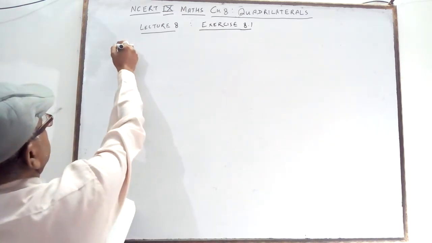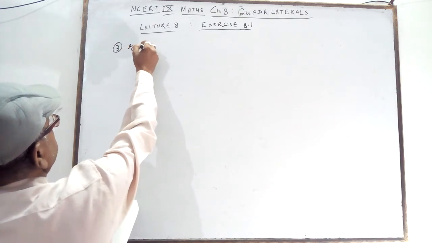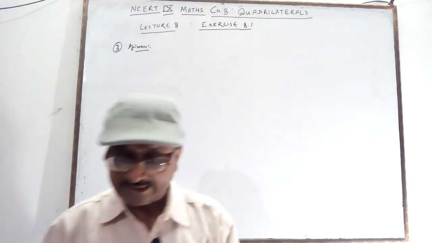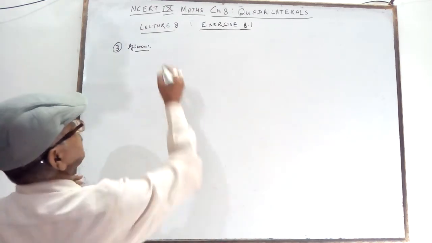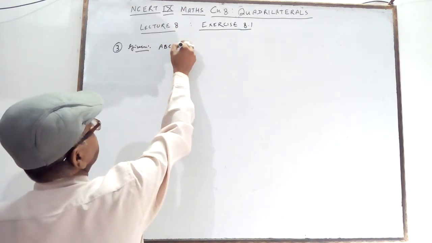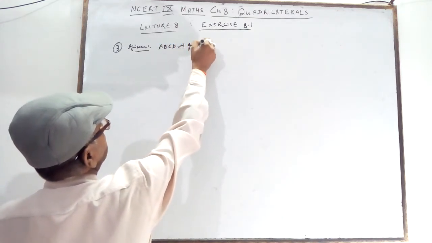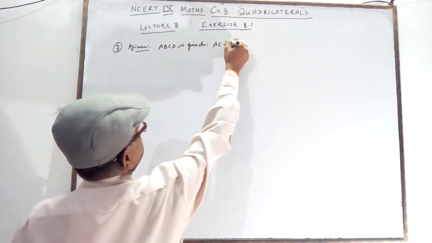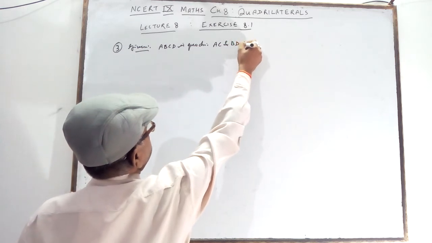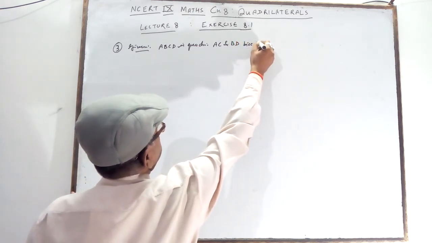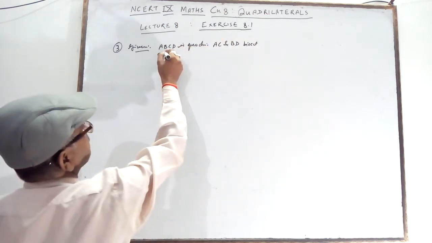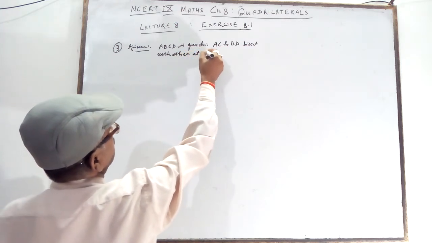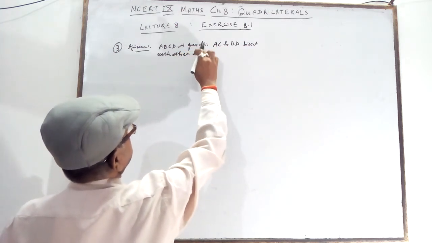What is given? Question number 3. What will you write? Given the diagonals of a quadrilateral bisect each other at 90 degrees, then it is a rhombus. ABCD is a quadrilateral. AC and BD bisect each other at O, bisect each other at 90 degrees.